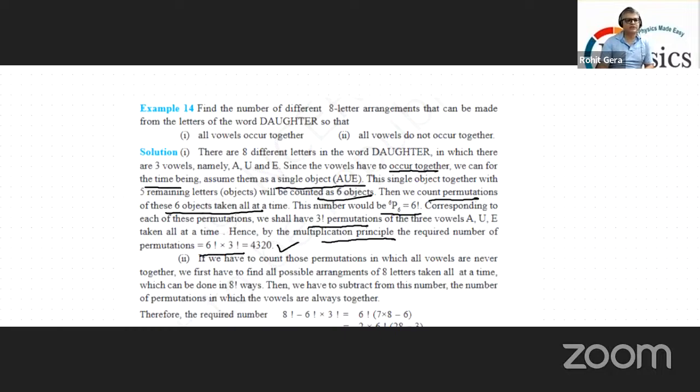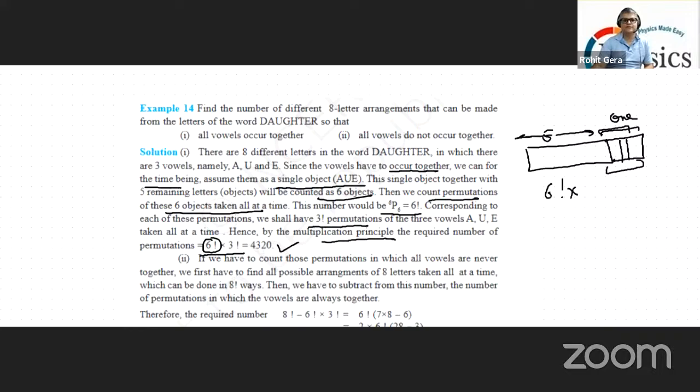So I think there was a small error, which is that you treated them as 5. The 6th was also available. So first you fill up 5, and then you treat all these 3 as one more. So 6 factorial, and within this you have 3 factorial options.